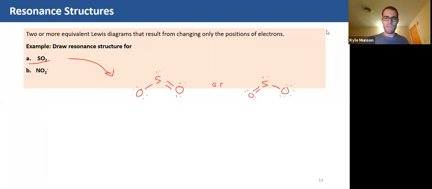Either way you write it, they're both perfectly good, and they're resonance structures of each other, meaning that the double bond and the electrons located in that double bond are moving around, or the electrons are moving around, I should say, in the structure, right? The double bond's on one side of the molecule, and then the double bond is on the other side of the molecule. So they're both perfectly valid. So why don't you pause the video and then we'll go through it together a little bit more slowly and write out the Lewis structures and then the two resonance structures for that guy right there.